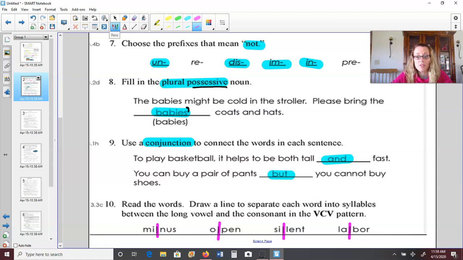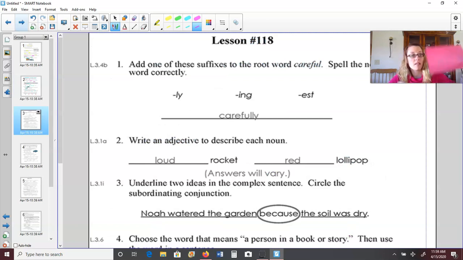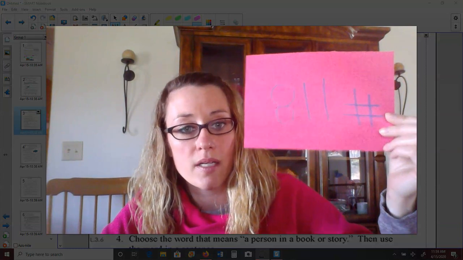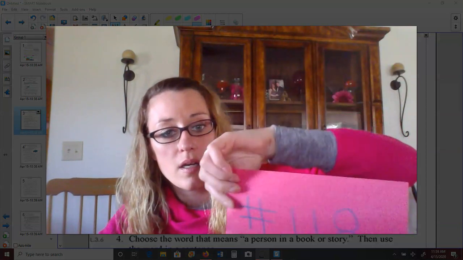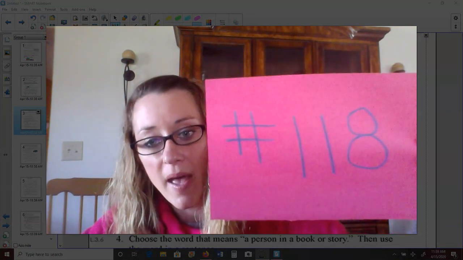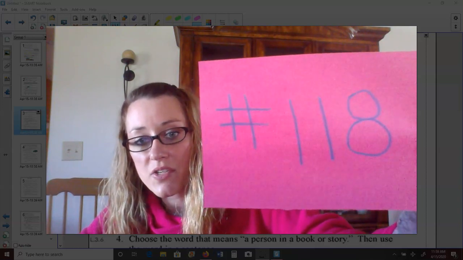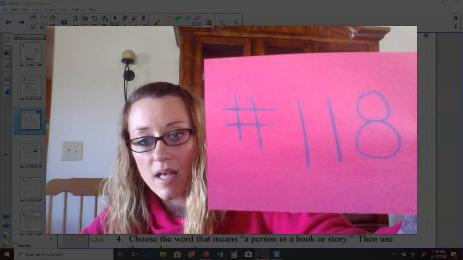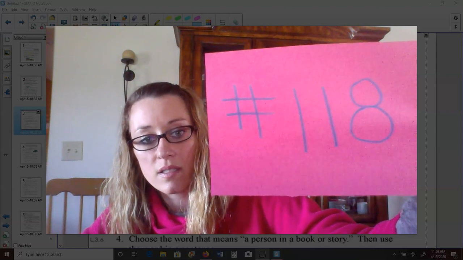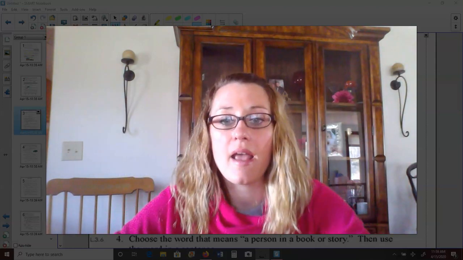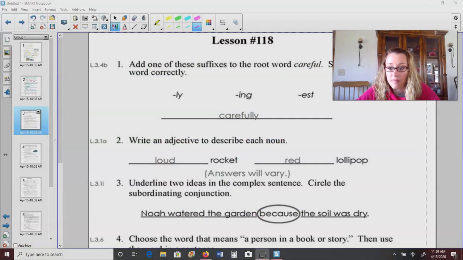Okay, so that completes lesson 117 of grammar. Next up is lesson 118. Let me zoom in here for my friends that are maybe just fast forwarding to this part. Here we go. This might help a little better. Lesson 118 for grammar is up next. So let's go ahead and get started with that.